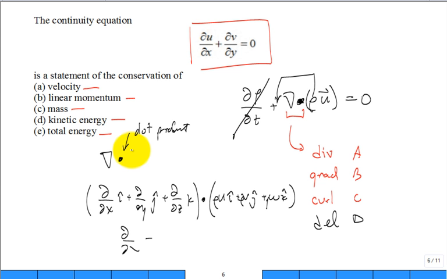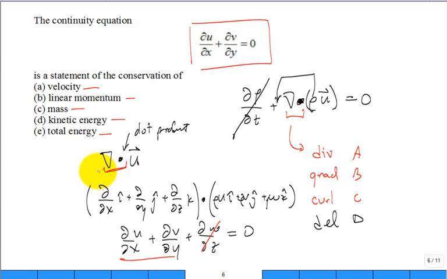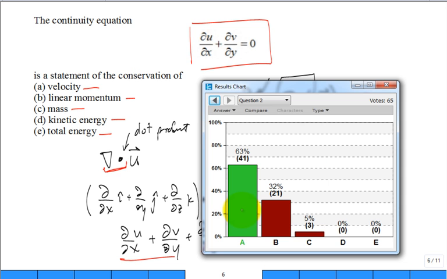Great. So if I do del dot u, then I pick up the partial of u with respect to x plus the partial of v with respect to y plus the partial of w with respect to z, and that's equal to 0. This is 2D, so forget the third dimension, and that's our continuity equation. And so this is the divergence. It measures the spreading of that vector field, or the concentrating of that vector field.